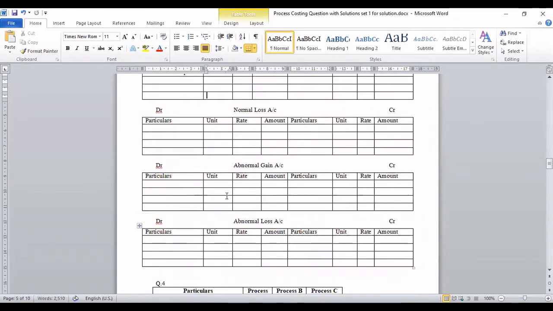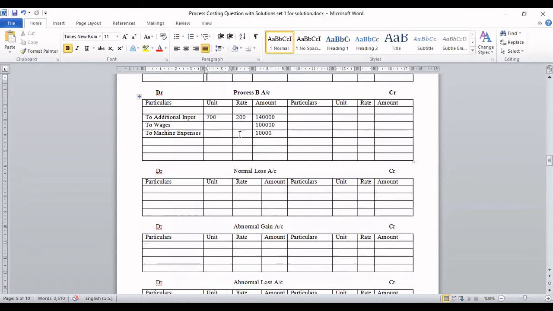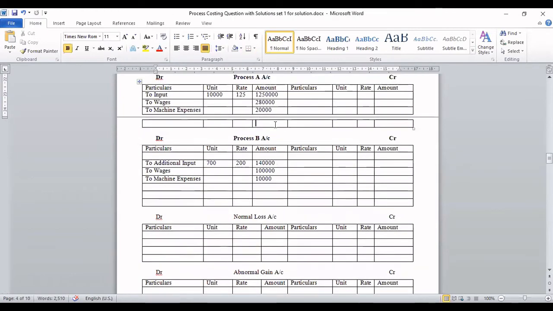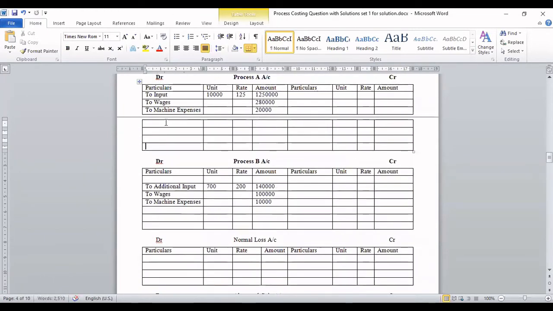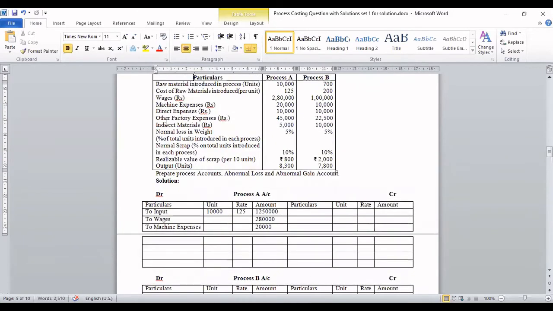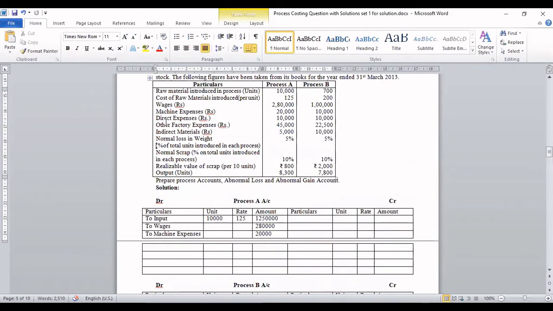Yes, sir. I'll just add a few more lines here. In process A also I'll add some. The next expense, next information we can record is, see, it is direct expense given, na beta? So just record to direct expense. Sir, factory expense.